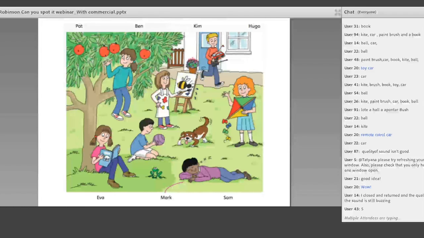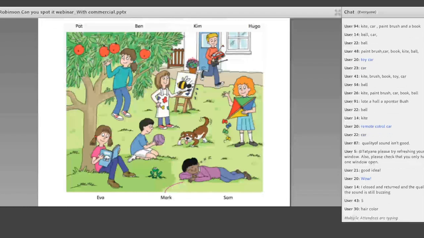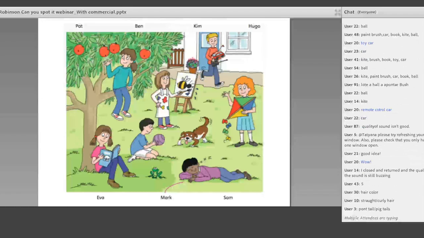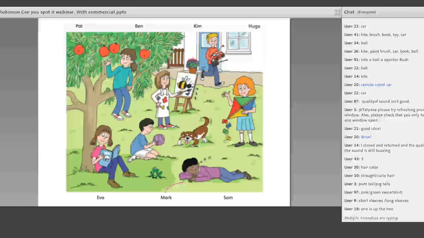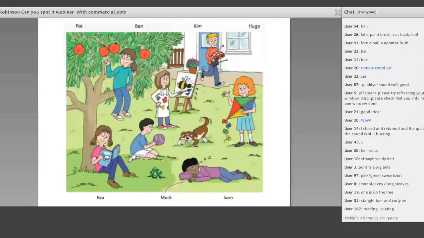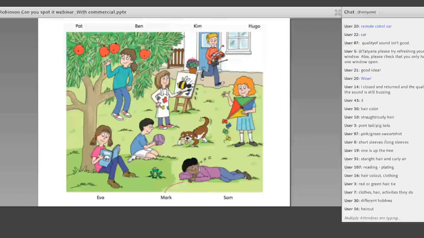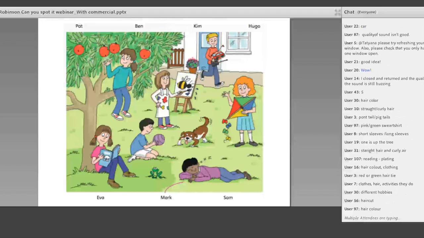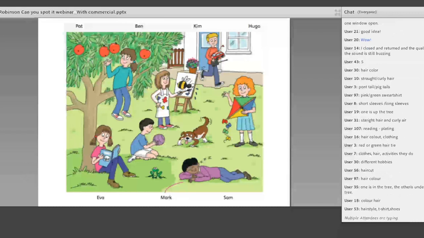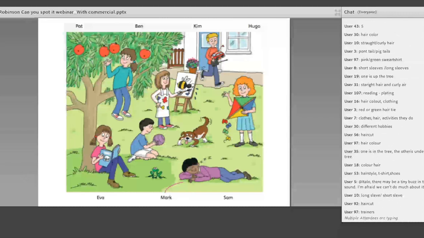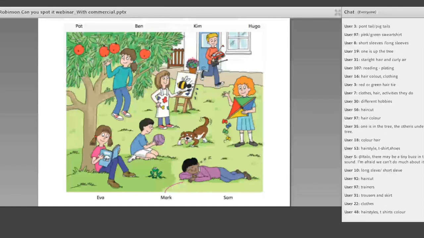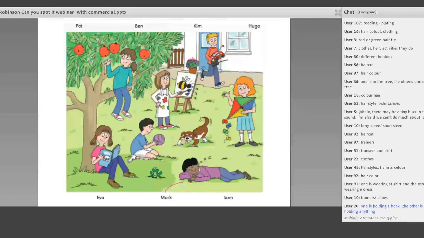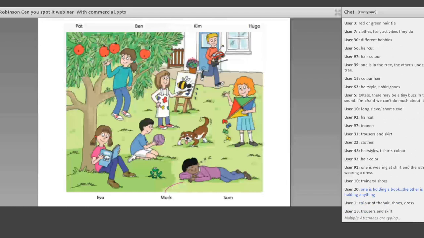So 3 differences between the 2 girls who are sitting. Yeah, we've got different colour hair, straight and curly hair, their sweatshirts, their t-shirts. One's got short sleeves and the other's got long sleeves. Yeah, the colour that their ribbon is in their hair. Where they're sitting, yeah, one's sitting in the tree, the other's sitting on the grass under the tree.